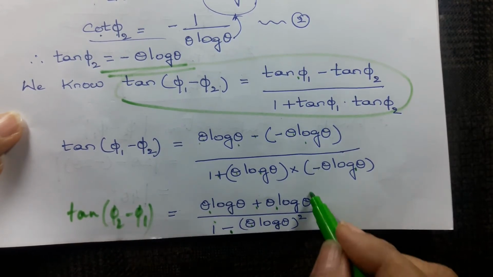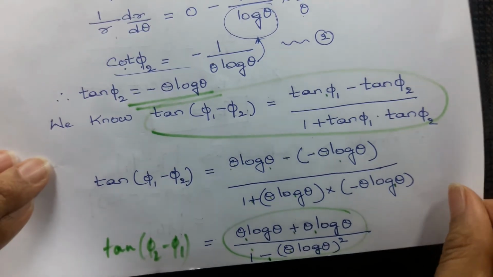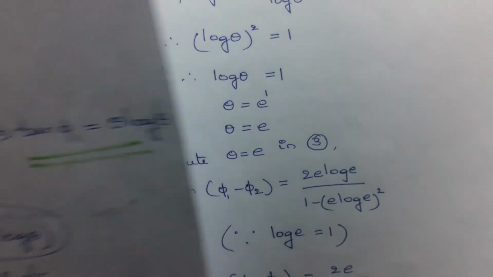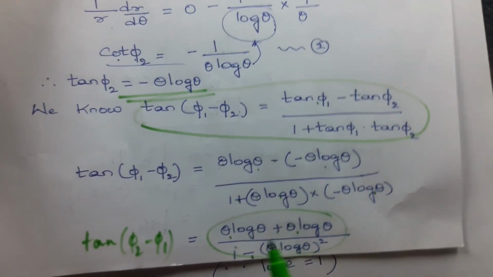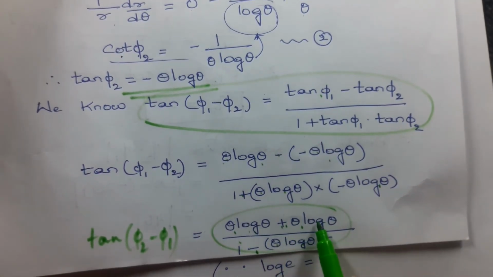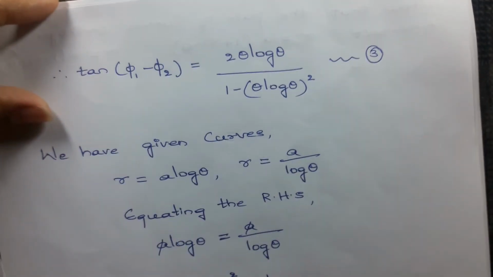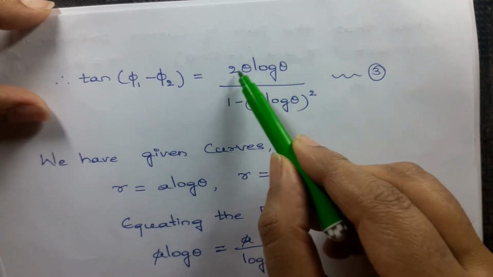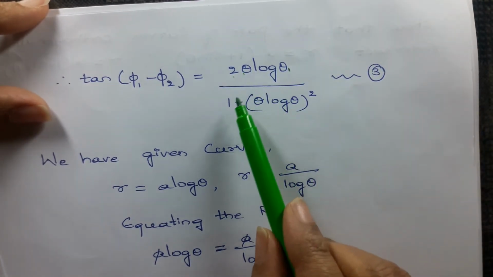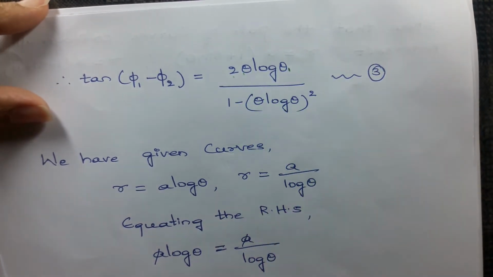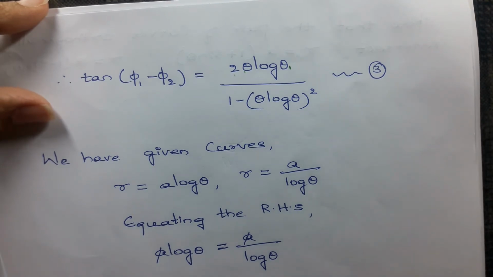Okay. So I will check whether I can simplify this further. Yes, it is possible to simplify, right? I can add these two terms: theta log theta plus theta log theta becomes 2 theta log theta. Look at here: 2 theta log theta divided by 1 minus theta log theta whole square. This is tan of phi 1 minus phi 2.